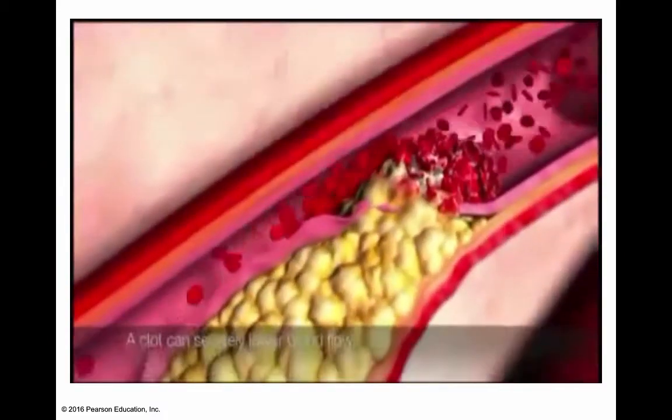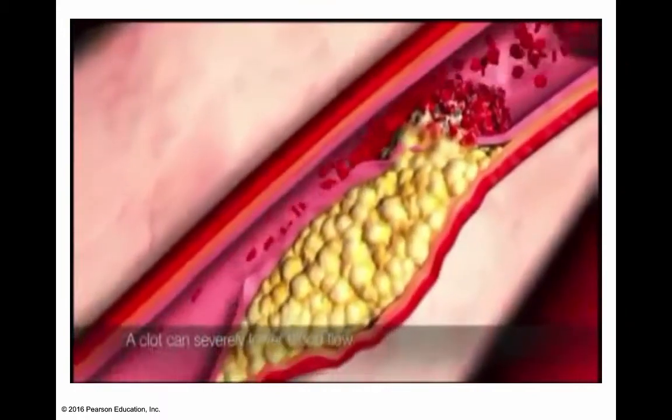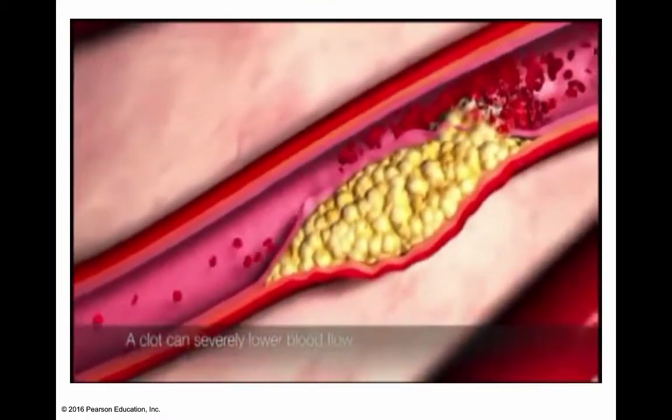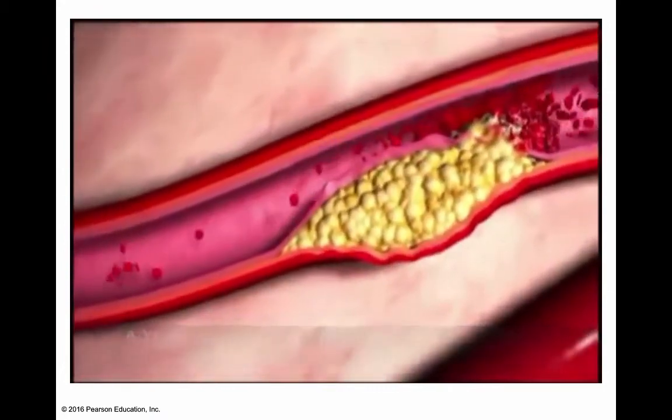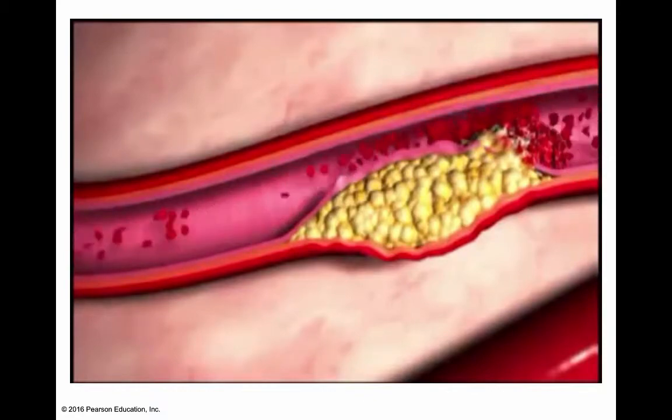A clot in a coronary artery can severely lower blood flow. This can lead to more severe angina that may come on at rest and does not go away with rest or nitroglycerin. This is called unstable angina, which requires immediate medical attention.